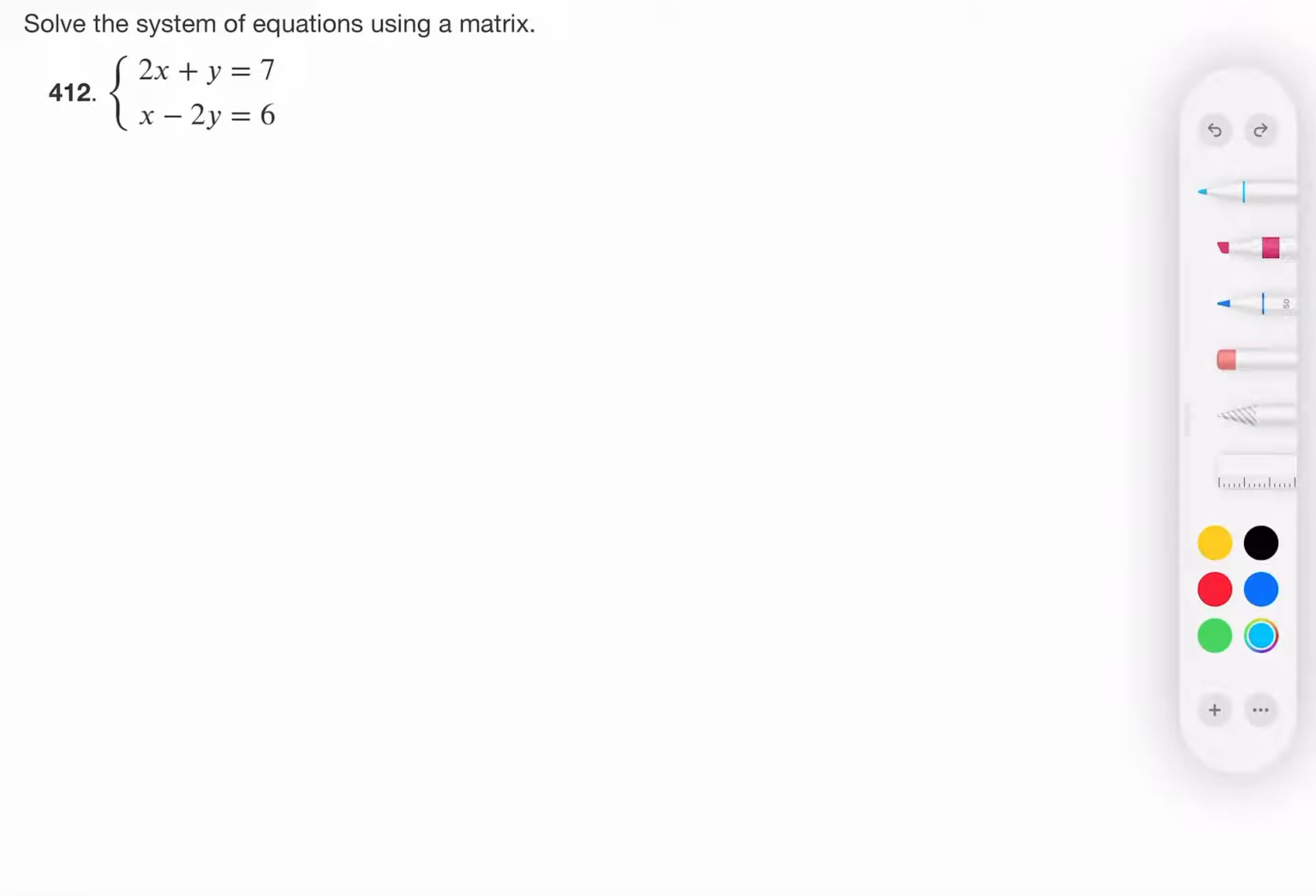All right, for question 412, we're being asked to solve the system of equations using a matrix. So we have 2x plus y equals 7 and x minus 2y equals 6. You want to make sure that these equations are in the x, y equals something form because that's going to correspond to the columns of our matrix.